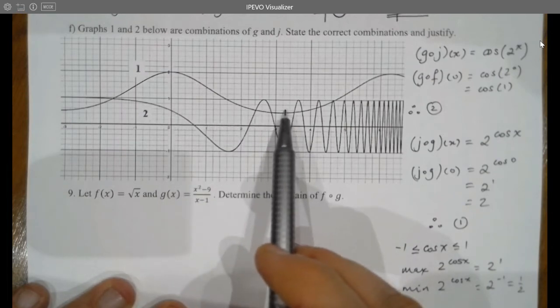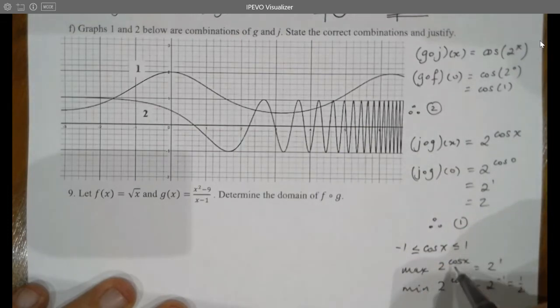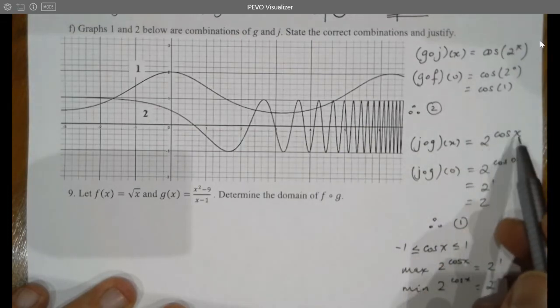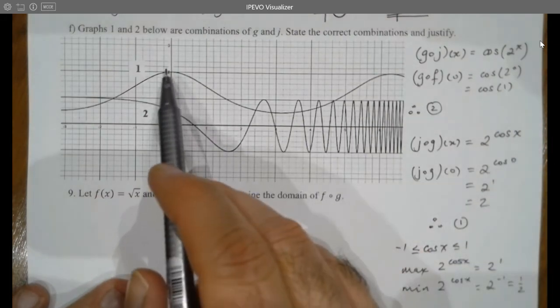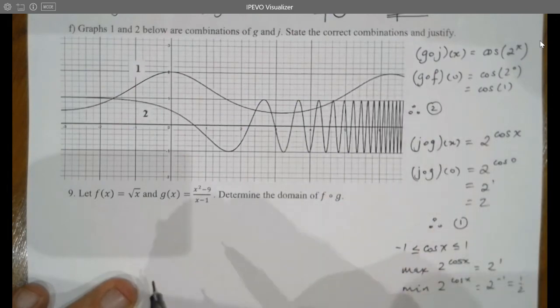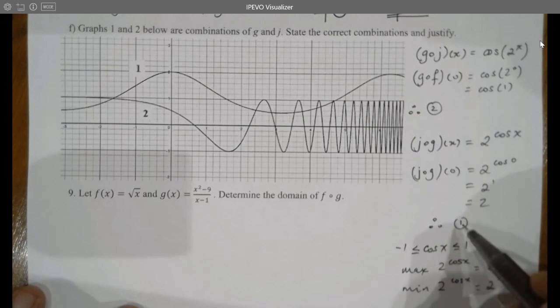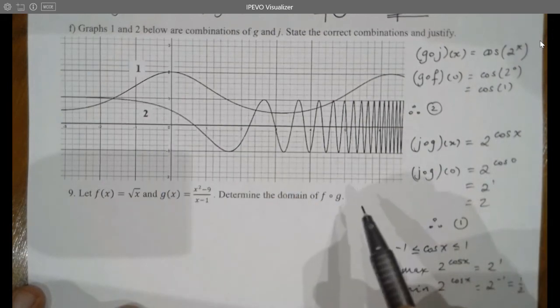We can say that cos x alternates from -1 to 1, so it's going to keep giving these values, providing 2 and then 1/2 and then back to 2 and then back to 1/2. All right, so that's a fair bit of justification that function 1 is given by 2 to the cos x. And now let's take a look at function 2, see if we can make sense of it.